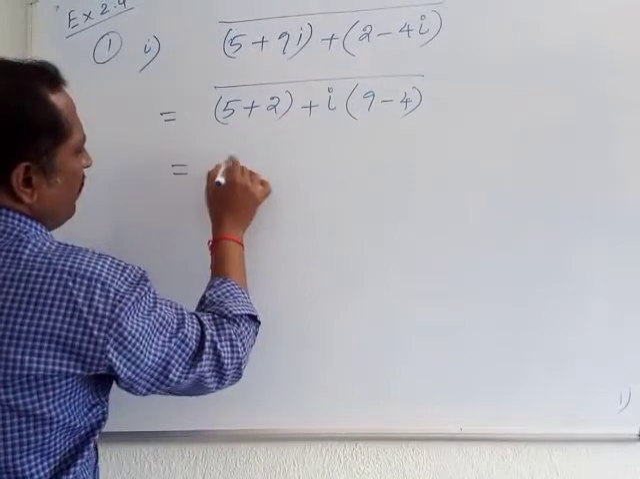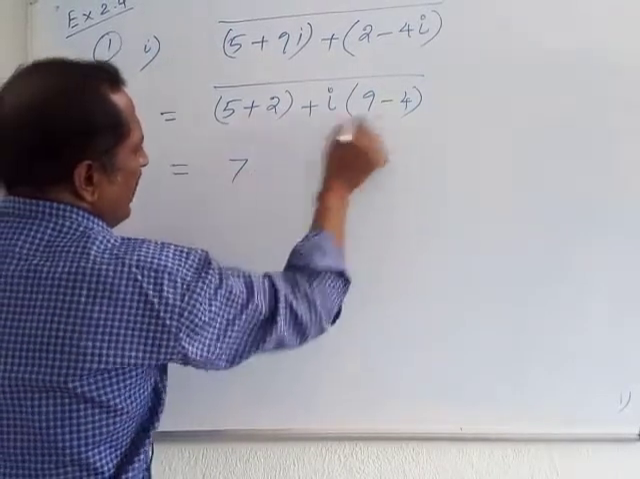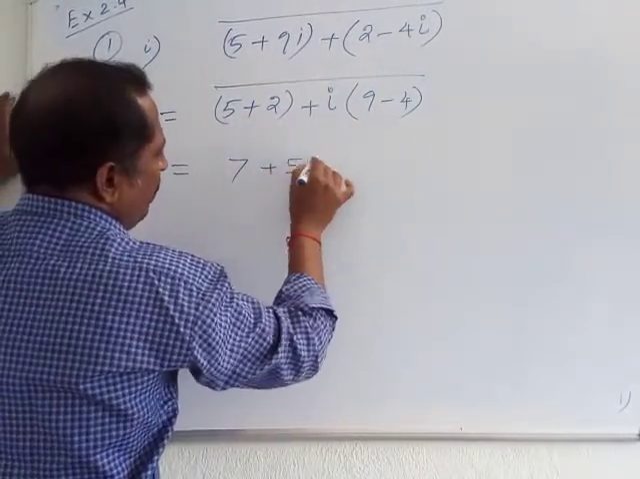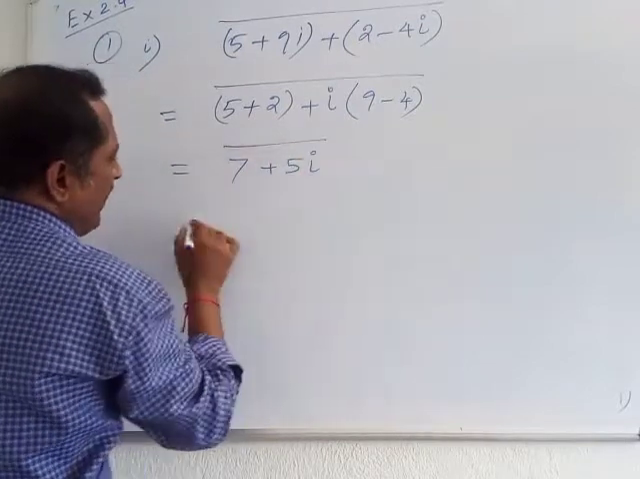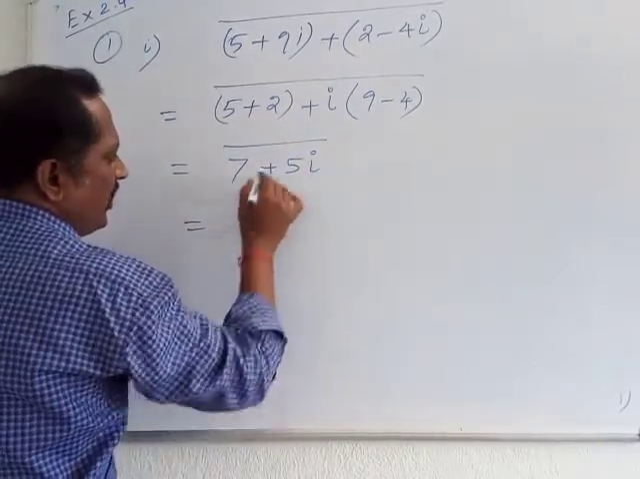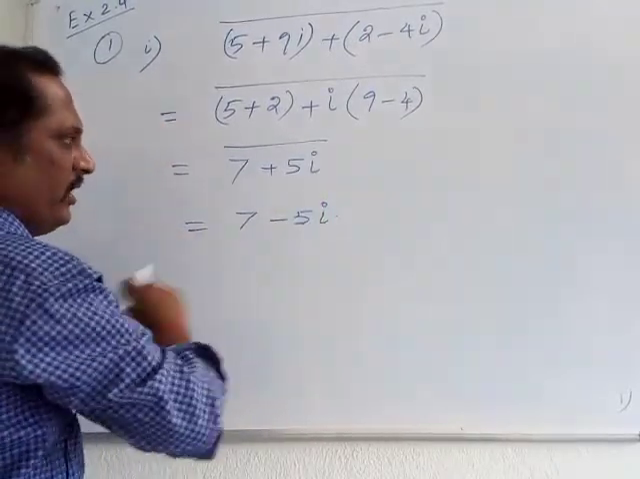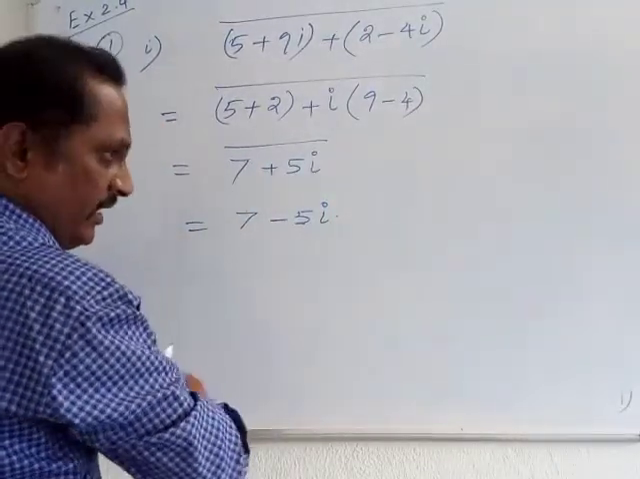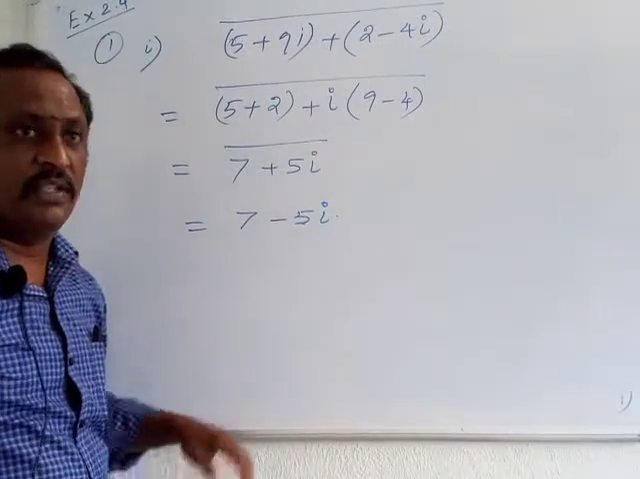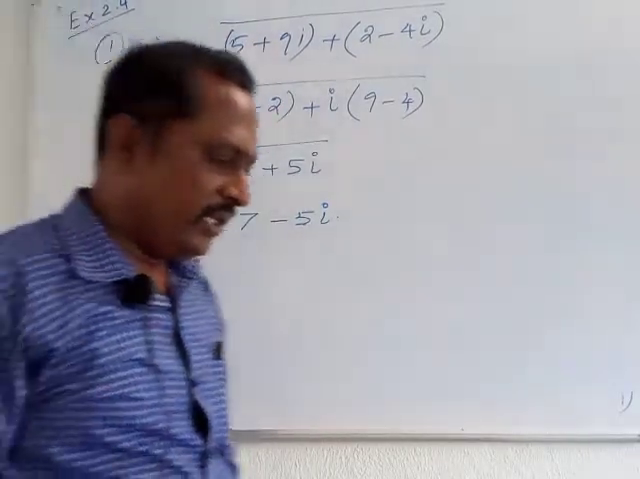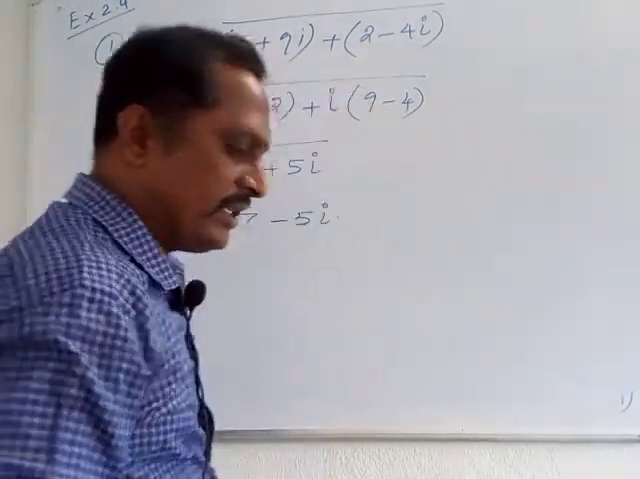So 5 plus 2 is 7, and 9 minus 4 is 5, so 5i. 7 plus 5i, the whole bar. Bar means conjugate. Conjugate means you have to change the sign of the i term. So 7 minus 5i. This is the rectangular form of the given complex number.